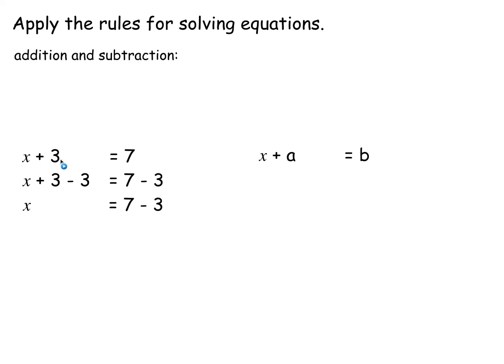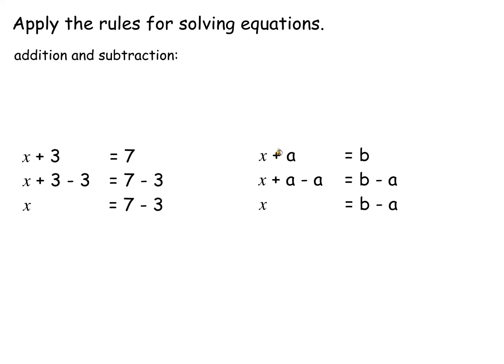Instead of saying 3 and 7, it's a and b. So when this says plus a, adding in a, we subtract a from each side. And on the left, adding a and subtracting a cancels out to be 0. And we get x on its own. So this is just the same as in the equations. Equations, it was all numbers. Formula, it will be numbers and letters.